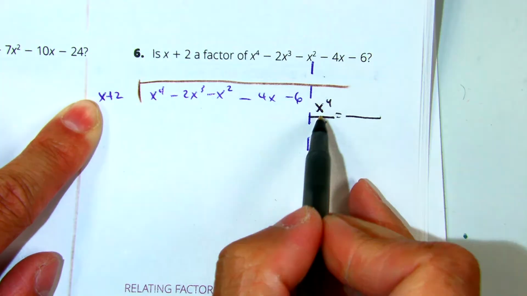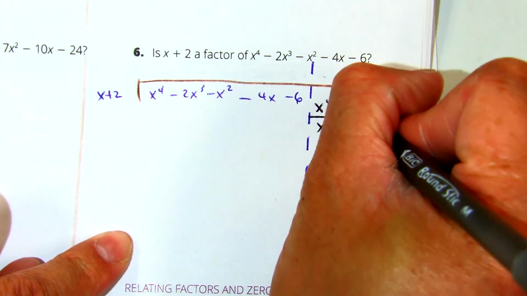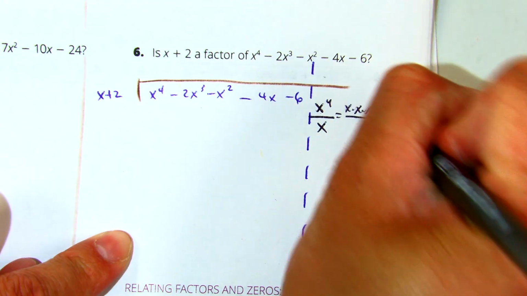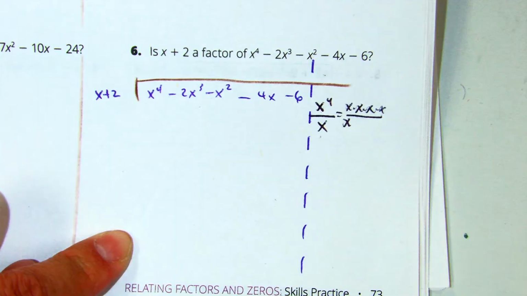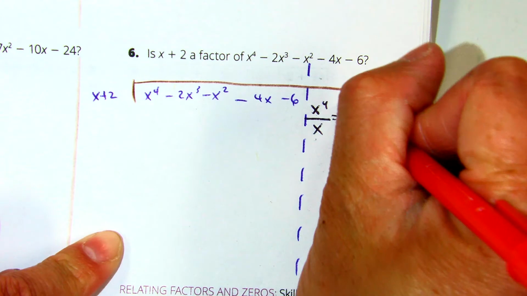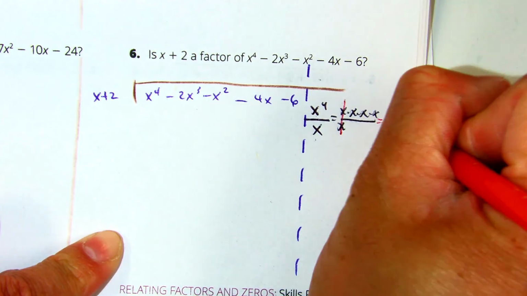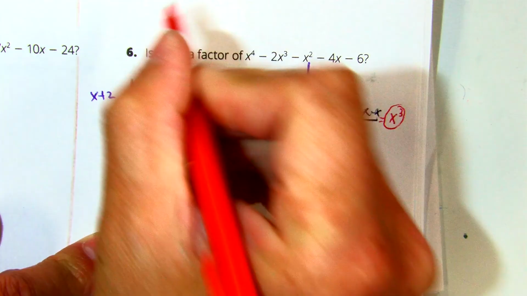Class, how many x's is that? 4 of them. How many here? 1. If you simplify, that gives you what? X to the third. So that number is going to go on the top here.